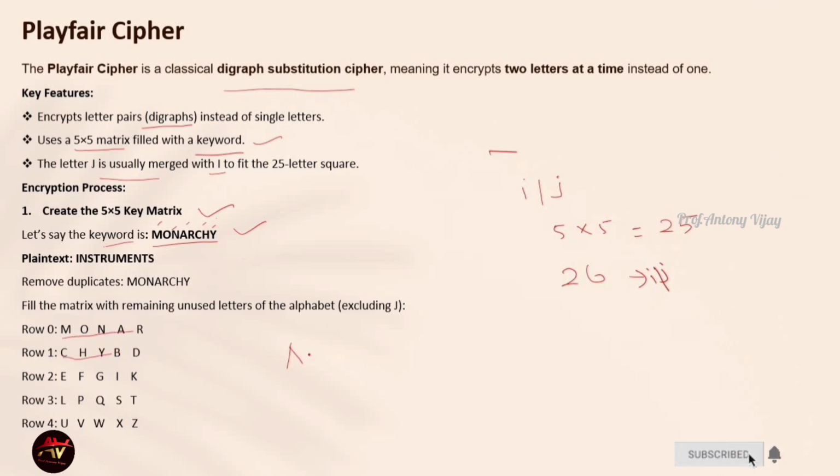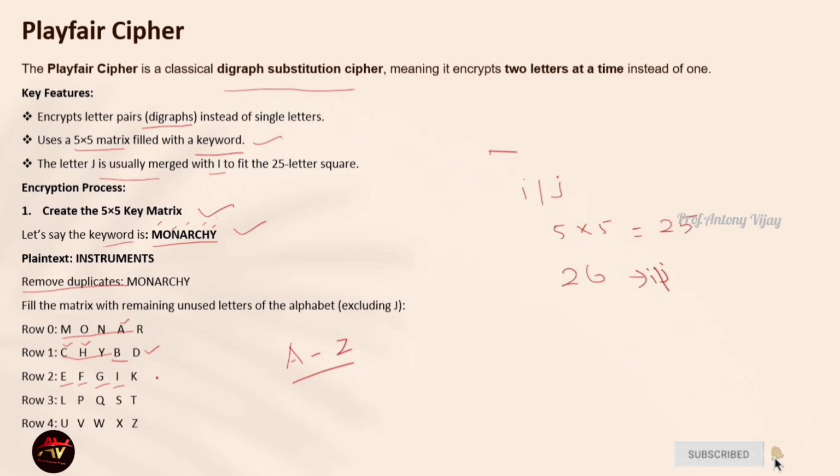After that, you have to start with the A to Z. Here we have to think about one thing: we have to remove the duplicates. A is already there, so no need to write A here. Then B is here, then C is already there, so no need to write C again. Then D, then E, F, G. H is already here, so no need to write it. Then I. We don't want to mention J here, because J is not in the plain text.